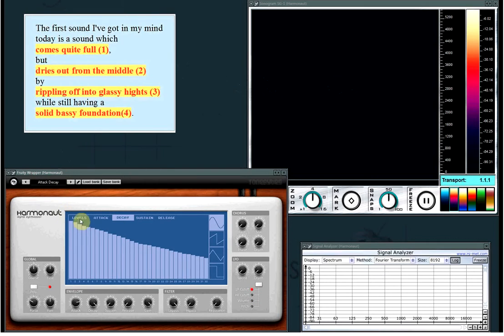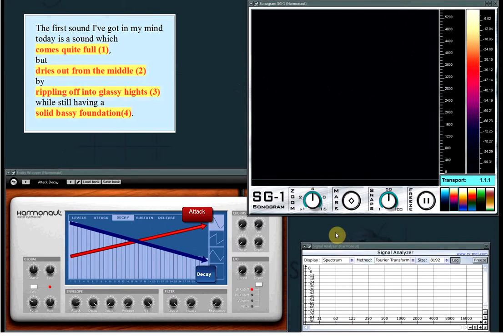So, condition number 1, high levels across the whole spectrum. Then the attack getting longer to the higher frequencies. The higher the frequency of the harmonics, the longer the attack, and the other way around, the decay getting shorter over there. So let's listen and let's watch the sonogram here and the spectrum analyzer. Just a single note at the beginning.